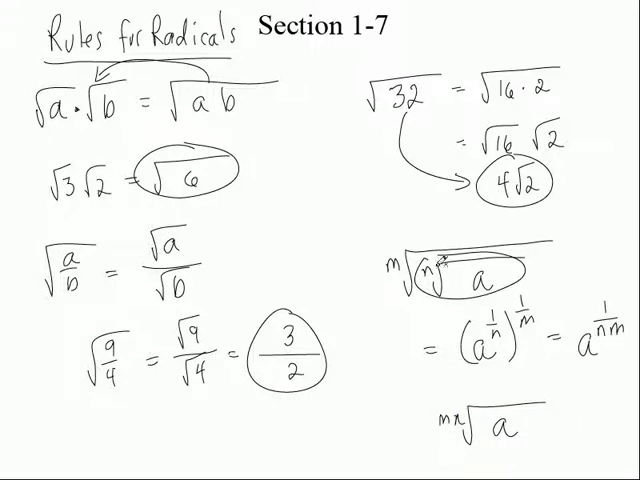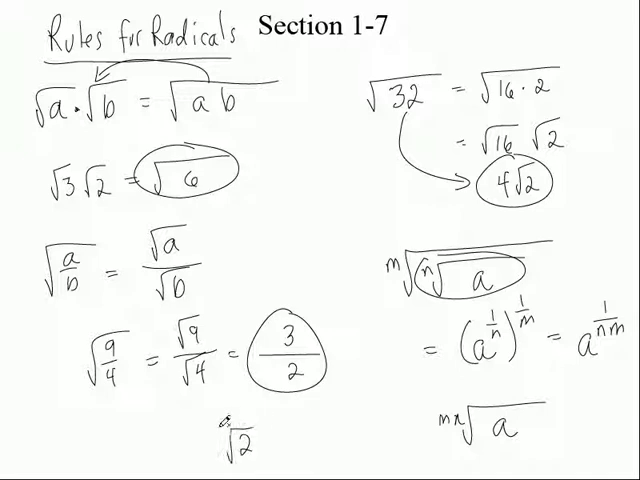You see that? So this is the rule. This thing right here, if you have a root inside another root, what can you do? You can just multiply the two roots together and take a to that root. Isn't that weird? Let's do an example with that.